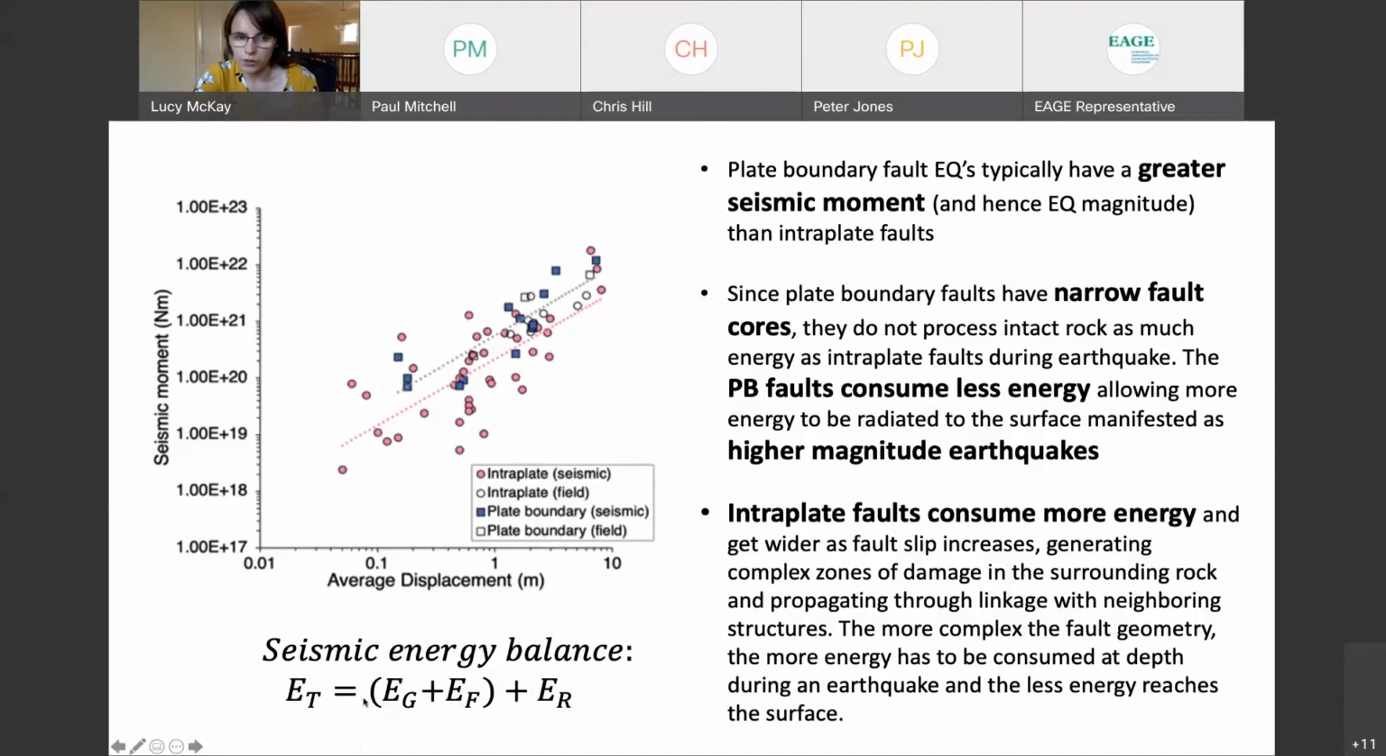So plate boundary faults are going to consume less energy, you don't need to have these wide fault cores, and you can radiate more to the surface. By contrast, intraplate faults are going to consume more energy, generating these wide fault zones with complex geometries. And the more complex the geometry, the more energy has to be consumed at depth within the fault, therefore less energy reaches the surface. So in summary, because plate boundary faults are narrow, they don't consume as much energy as intraplate faults during earthquakes, allowing more energy to be radiated to the surface, creating higher magnitude earthquakes.